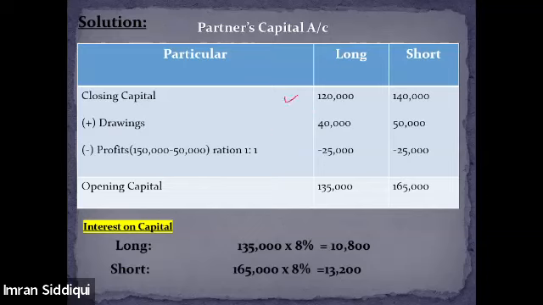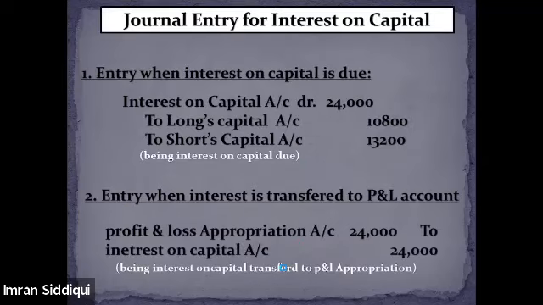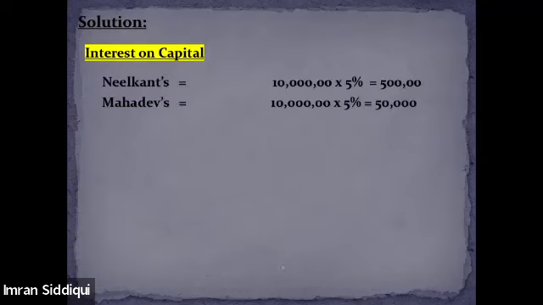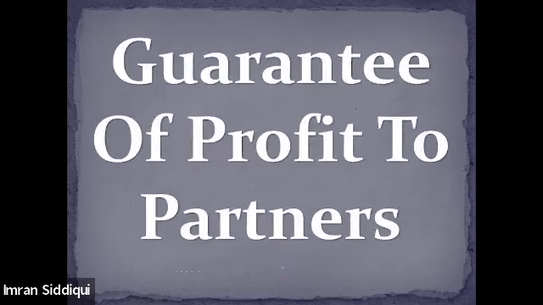Okay. So from the closing capital, adding drawing and subtracting profit, we'll get the opening capital, and on opening capital, we'll calculate 8% interest for both the partners. I hope this is clear as well. Yes, sir. Okay. So I think you can try the rest of the questions from this topic. Now, after this, we have the next topic, which is guarantee of profit. We will talk about this in the next session.